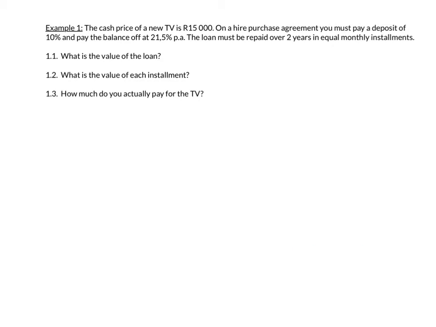Let's look at an example. The cash price of a new TV is 15,000 Rand. On a hire purchase agreement, you must pay a deposit of 10% and pay the balance off at 21.5% per annum. The loan must be repaid over 2 years in equal monthly installments. There's a lot of information here, so I find it helpful to highlight all the pieces of information that they've given me.